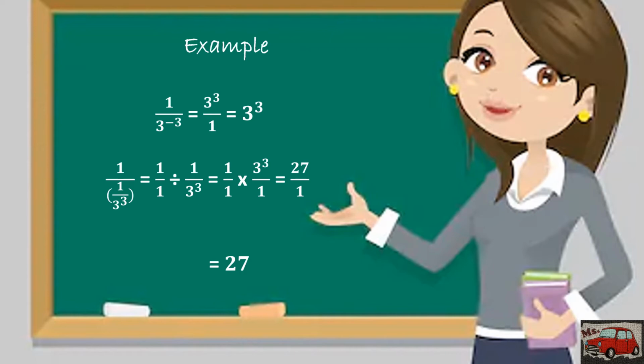Then, we will multiply the numerator. So, 1 times 3 cubed will become 1 times 27, and that's only 27. And the denominator is 1 times 1, so that will be 1. Or, 27 over 1 is just equivalent to 27. So, same lang yung magiging sagot kung dinirekta mo na siya na 3 raised to 3 because it's also 27.